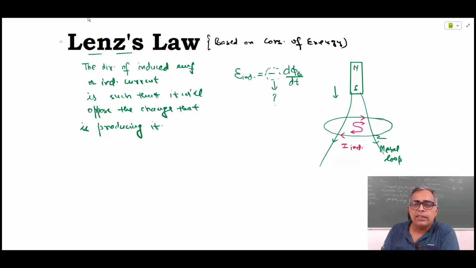Now in the same sense, if you try to pull this magnet up, it means you want to decrease the flux associated with the loop.